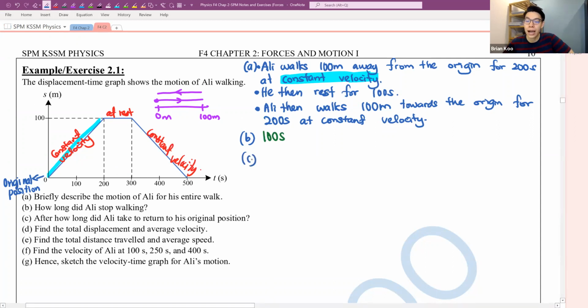Part C, after how long did Ali take to return to his original position? In total, he took 500 seconds, right? So he started walking, and then after 500 seconds, then only he returned to his original position. Okay. D, find the total displacement and the average velocity.